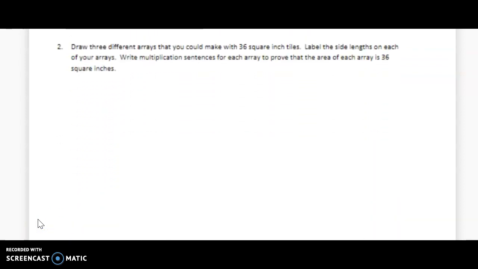Draw 3 different arrays that you could make with 36 square inch tiles. Label the side lengths on each of your arrays. Write multiplication sentences for each array to prove that the area of each array is 36 square inches.